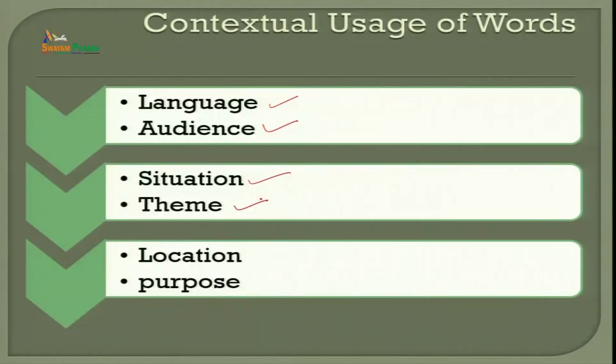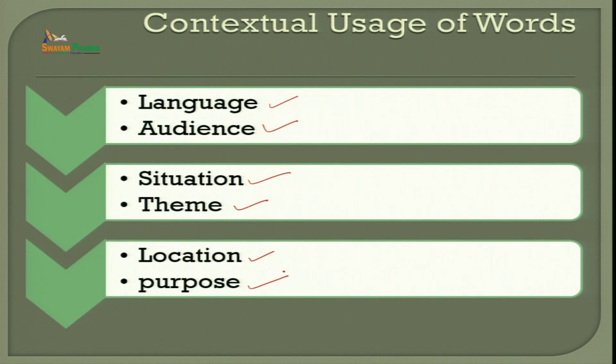Theme also changes. When your theme is narrative, suppose, or when you are trying to come up with thriller, suspense, you must use the words that are relevant to it. And then location of the person, location of your whole story. Where are you going to present it, and at which particular place it is going to leave its impact. So location, and then purpose of these words.